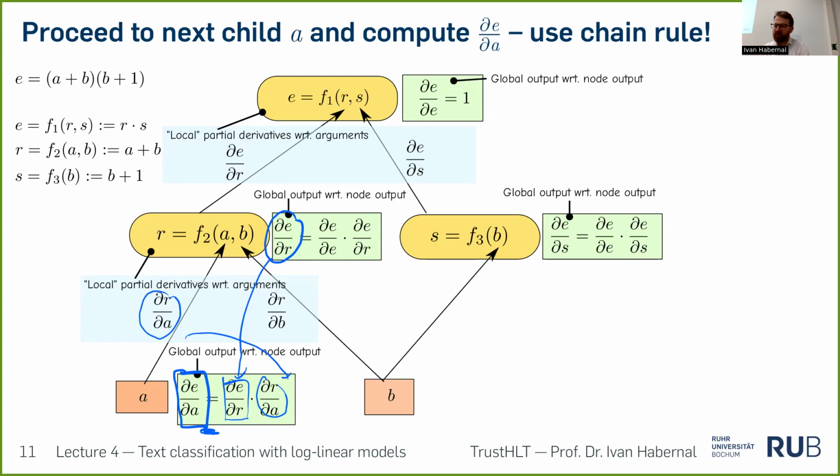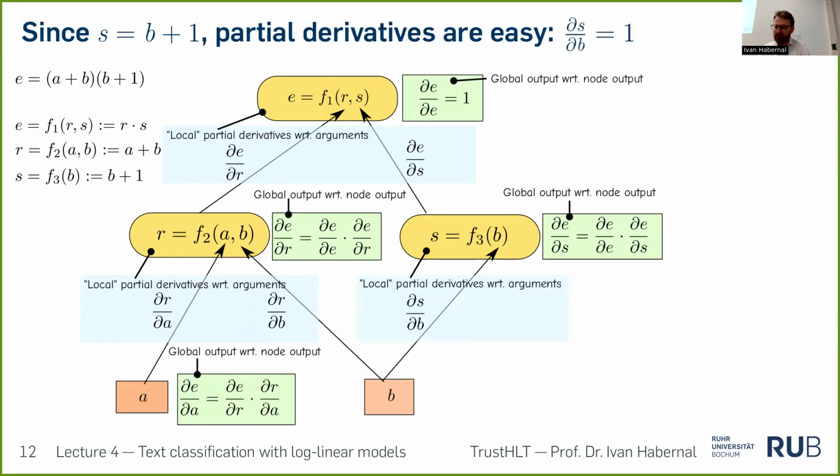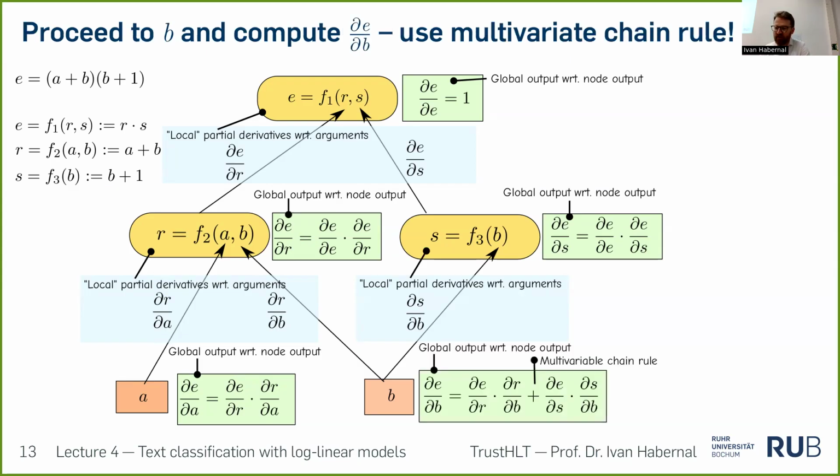Okay, so let's move on here. We want to compute the same for B. But before going, we need a local partial derivative for the S function. There is only one argument. So what is the partial derivative of S with respect to B? Well, what is the S function? B plus 1. So the partial derivative of that with respect to B is going to be a constant, 1. Okay, so we know this. So this is 1.